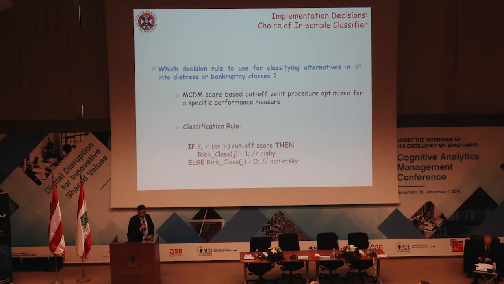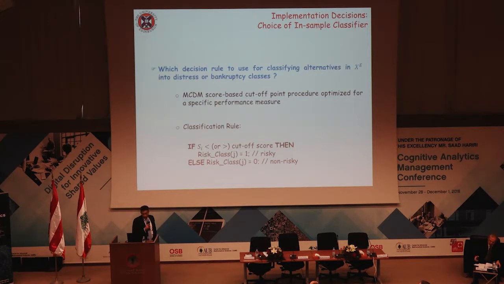Now, we are not done in terms of the choice of the in-sample classifier. Still a number of questions here to be addressed. Which decision rule to use for classifying alternatives in the training sample into the relevant risk classes? In our case, because of the application I'm considering here, bankruptcy. So first of all, we need to come up with a cutoff score. And second, we need a classification rule.